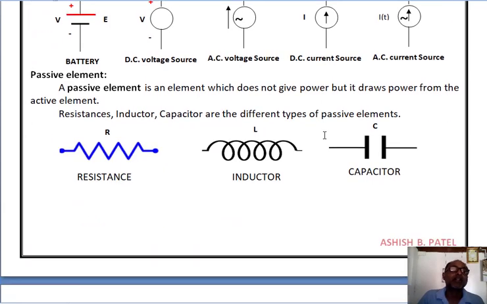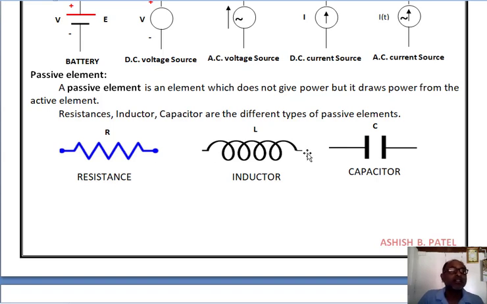Now what is a passive element? A passive element is an element which does not give any power. That means it cannot deliver any power to the circuit, but it draws power from the active element. So here we can say that a passive element draws power from the active elements. Resistance, capacitor, inductors are the different types of passive elements.